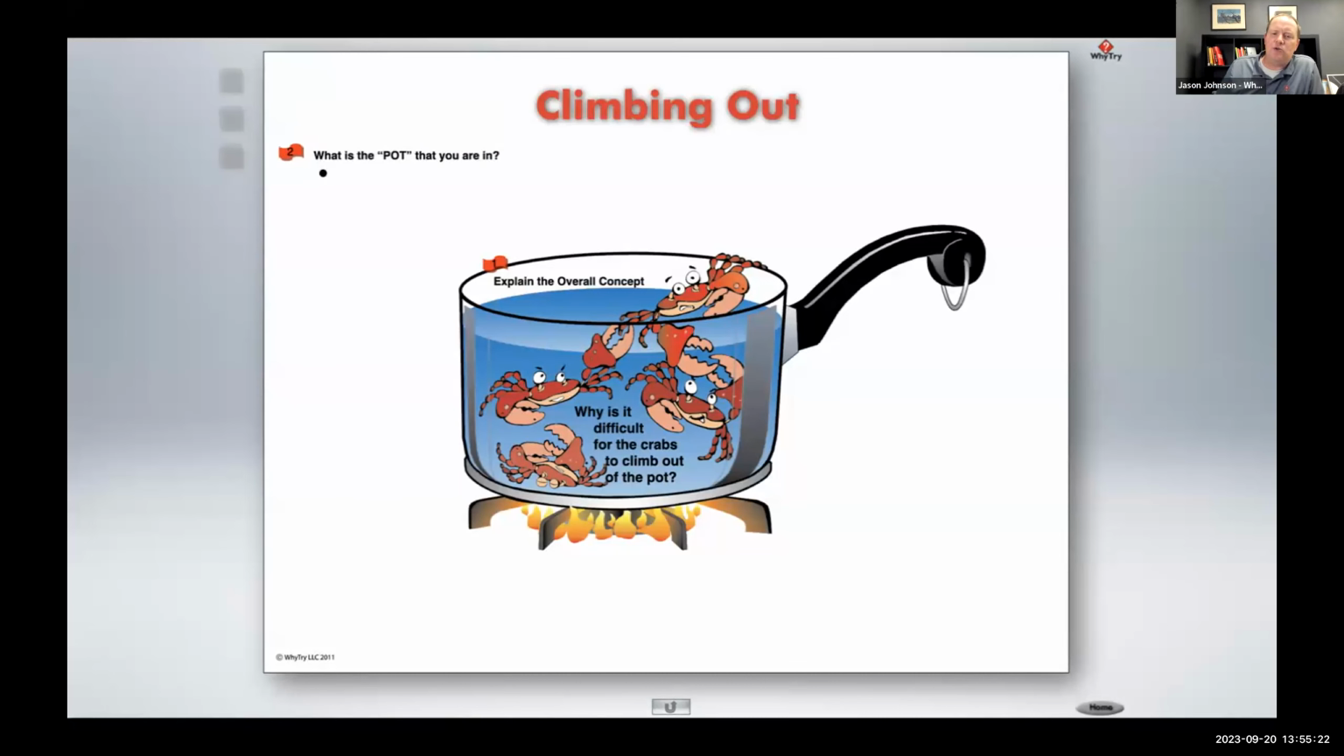Think about the kiddos that you work with. What would be some examples of metaphoric pots that some of your kiddos might be stuck in currently? Share in the chat what some of those might be.